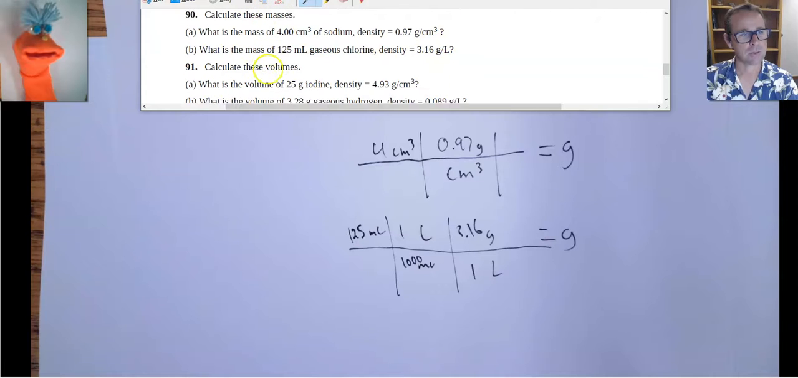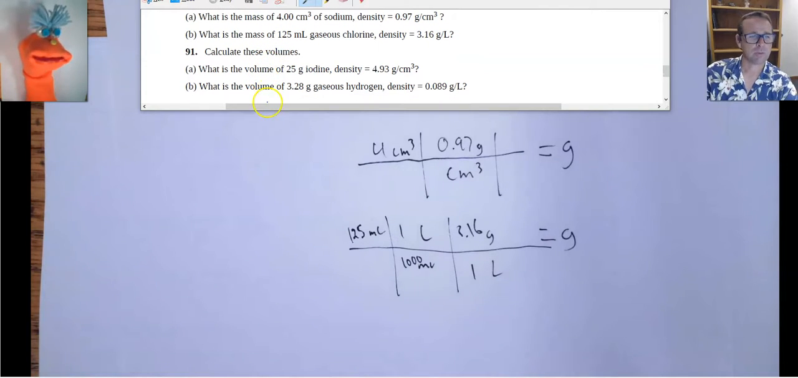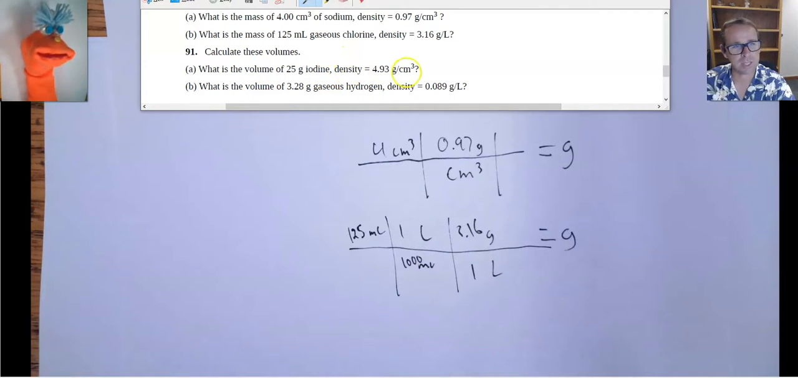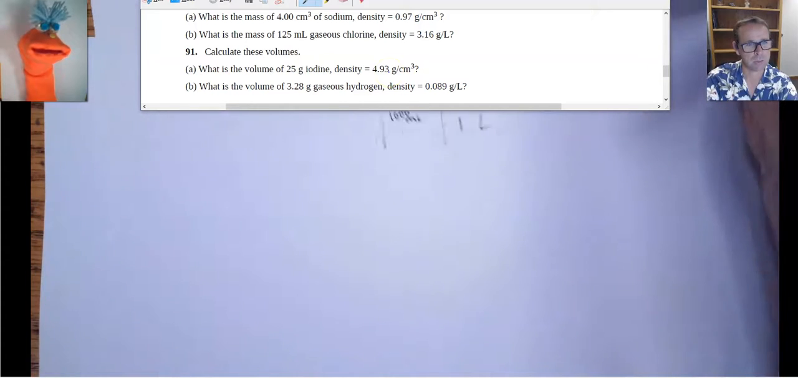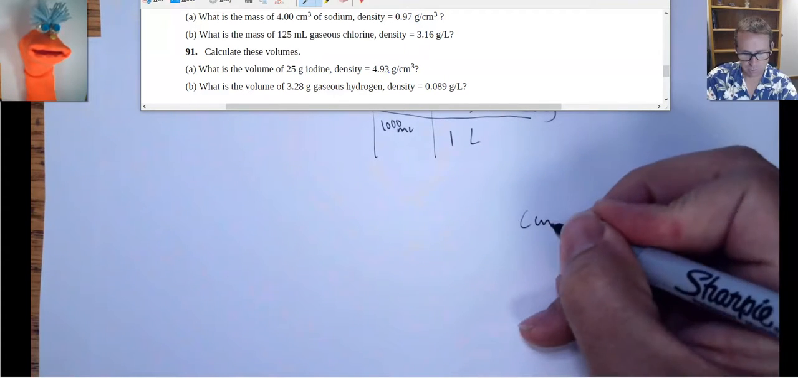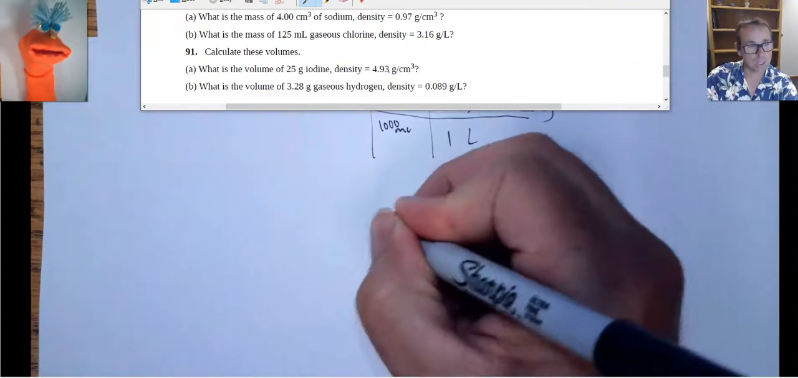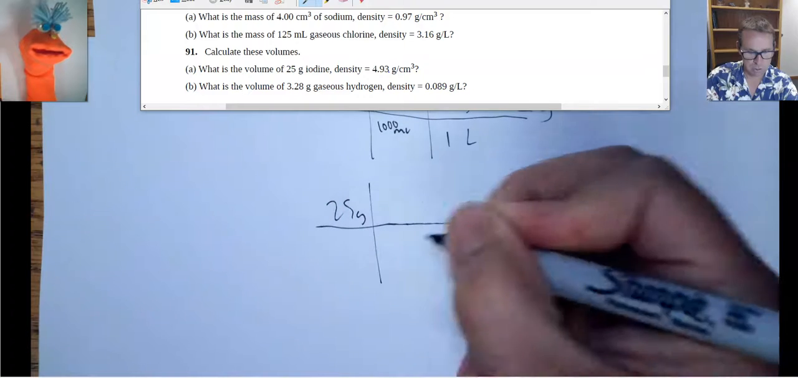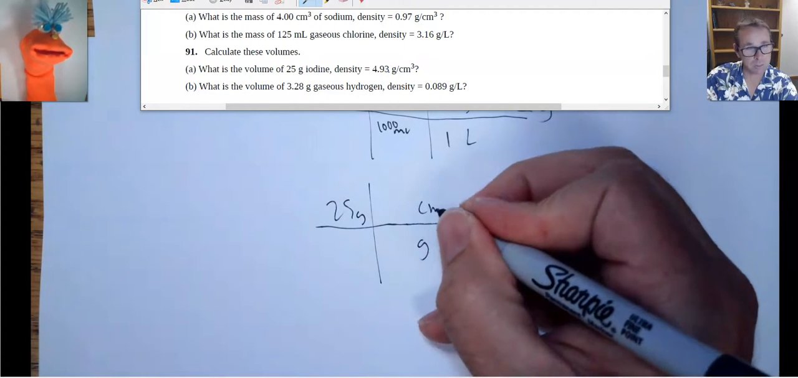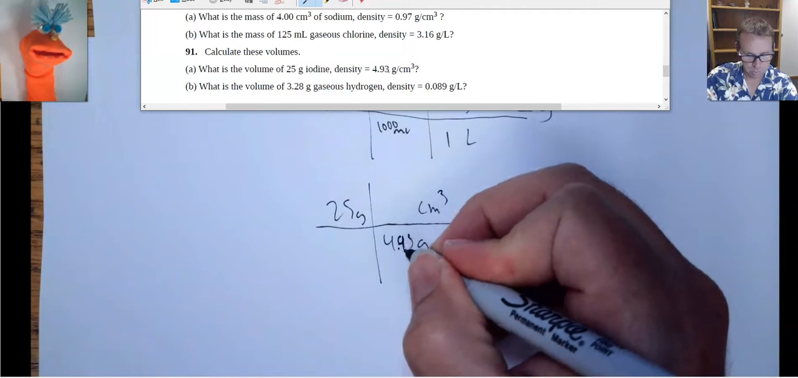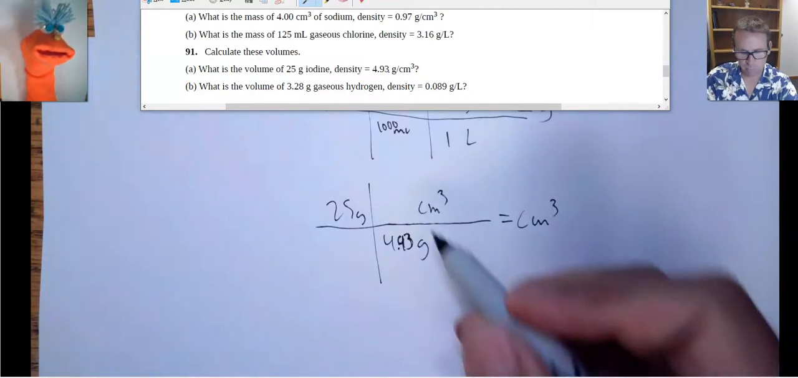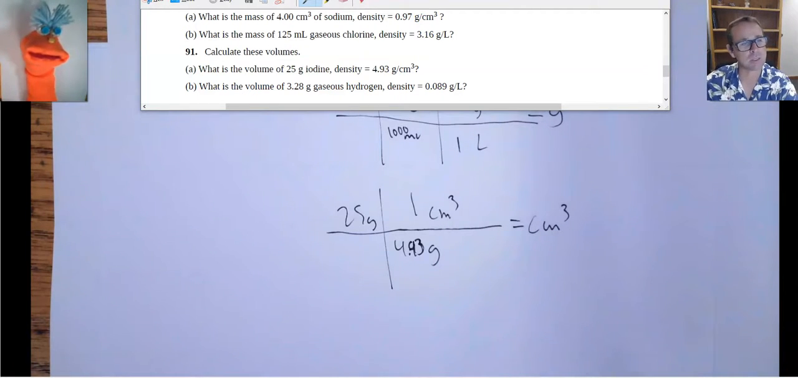Calculate these volumes. What's the volume of 25 grams of iodine if the density is that? Just grams per cubic centimeter, right? Yep, same thing. So this time I'm after volume, I'm after cubic centimeters. And I know that I start with 25 grams. I can use the density, grams per centimeter cubed, 4.93. 25 divided by my 4.93 will give me my cubic centimeters.